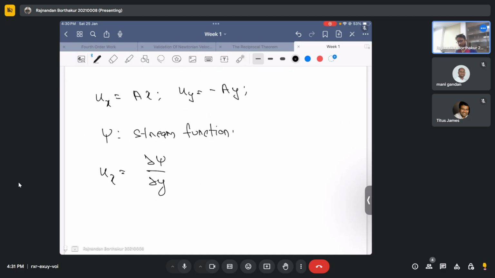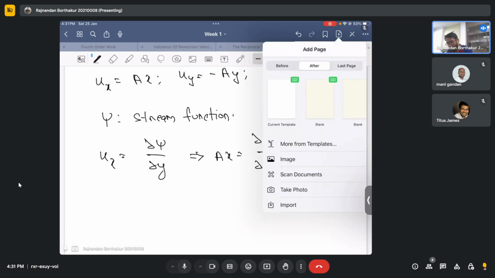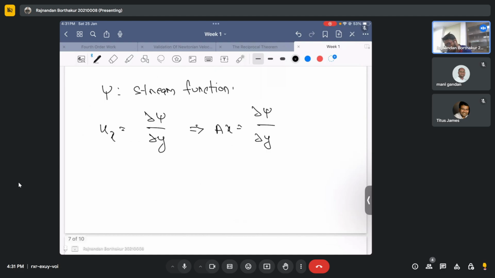Let's substitute it, and then I'll tell you some very interesting features of the stream function, and also of something known as the velocity potential function. First let's solve this sum, and then we will discuss that. So ux is ax, and this is del psi by del y. What do we need to do to get psi? We just need to integrate. It's a simple integration. So del psi is ax times del y, and then we integrate it.